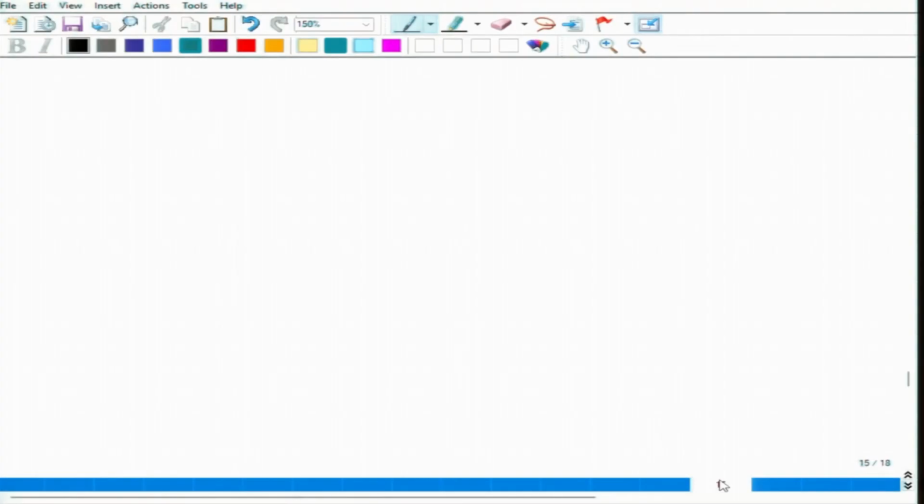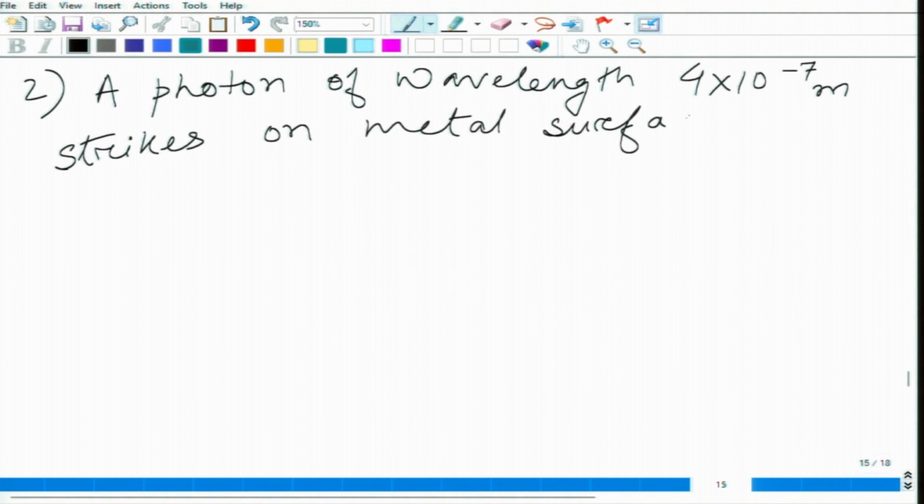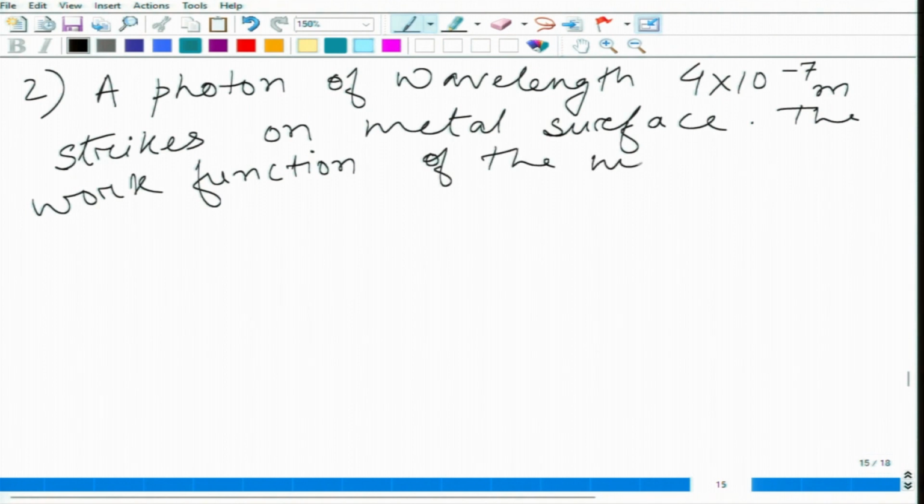We will see one more numerical of the photoelectric effect. So, the question is, a photon of wavelength 4 into 10 to the power minus 7 meter strikes on a metal surface. The work function of the metal is 2.13 electron volt.